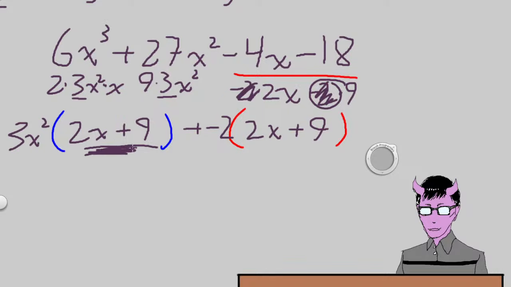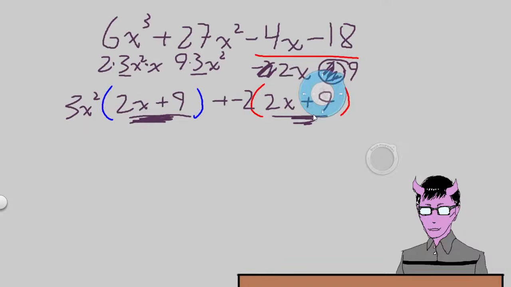And make sure this one is the same as this one, which validates your decision to go down factoring by grouping. So because they're the same, we can continue on with factoring by grouping. So we can factor out the chunk of 2x plus 9 because it's also here. The chunk is 2x plus 9.